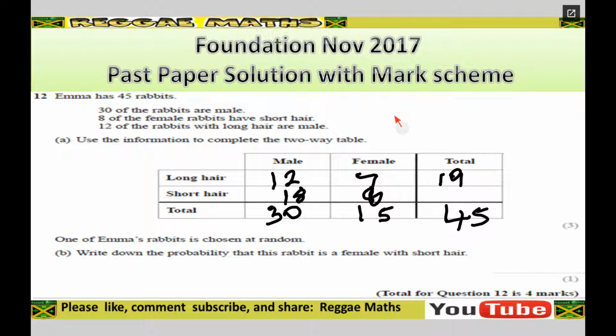18 plus 8 equals 26. Part B. One Emma rabbit is chosen at random. Write the probability that this rabbit is a female with short hair. If you look carefully, female with short hair is 8. So it's 8, and you write it as a fraction: 8 over 48.